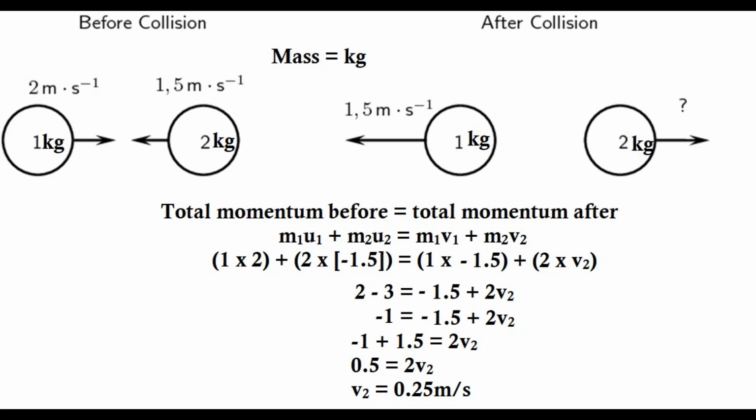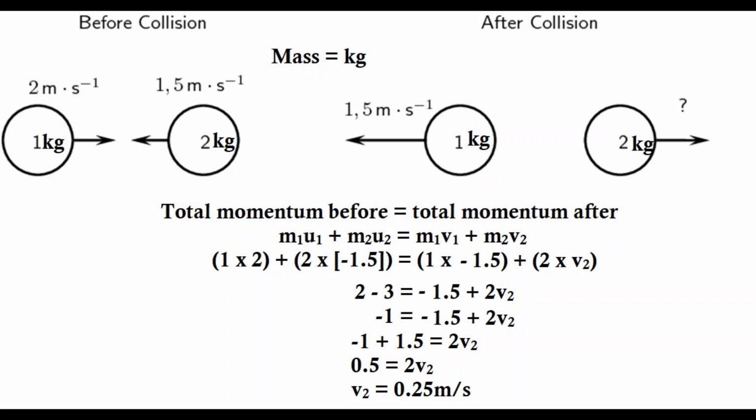Alright, so work out the total momentum before. The momentum of the 1 kilogram mass would be 1 kilogram times 2 meters per second, so that would be 2. And the momentum of the 2 kilogram spherical object would be 2 times minus 1.5, because it's going to the left. If we take positive as going to the right, negative would be to the left. So 2 times minus 1.5 would be minus 3.